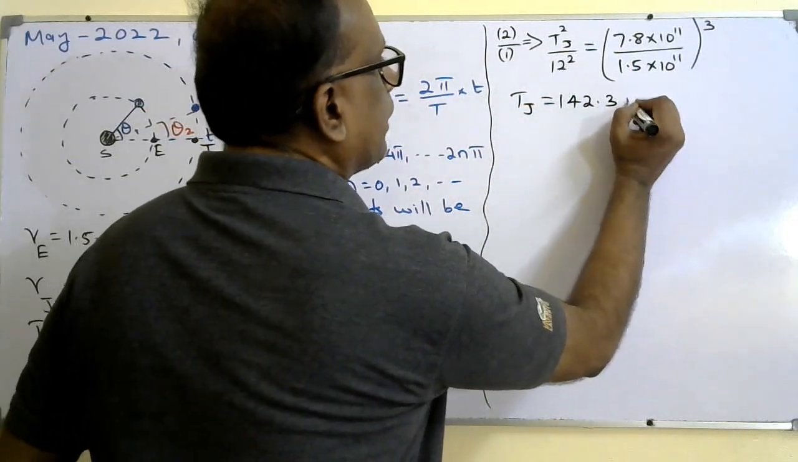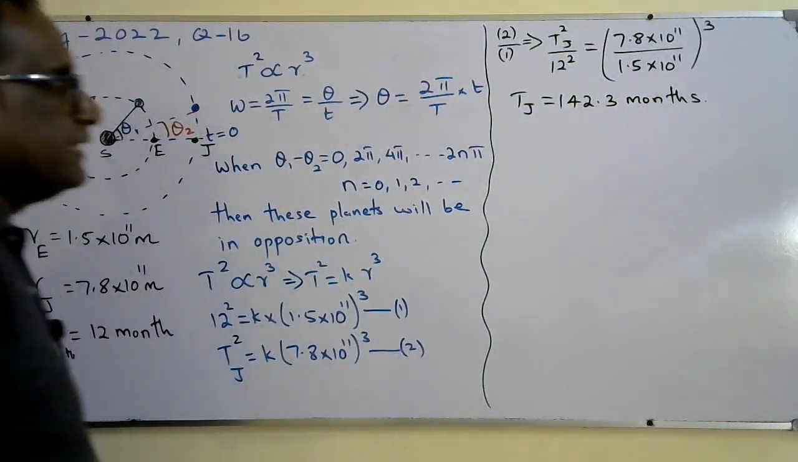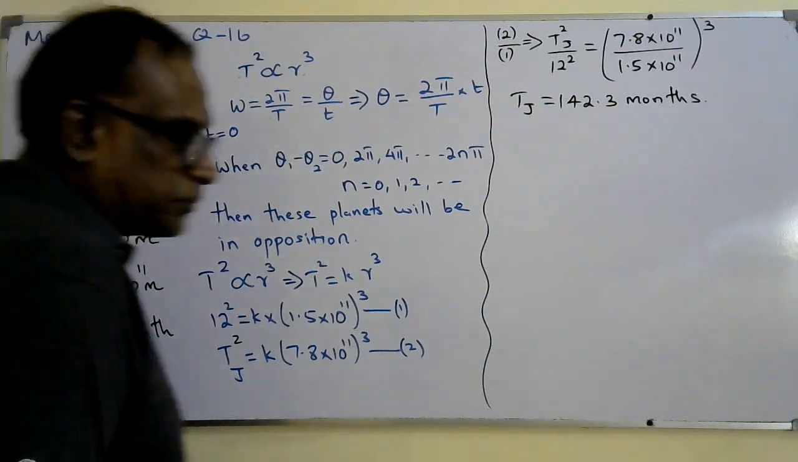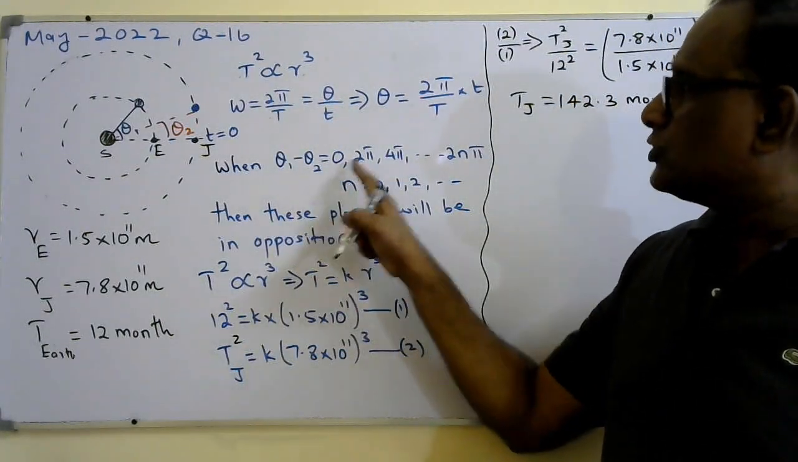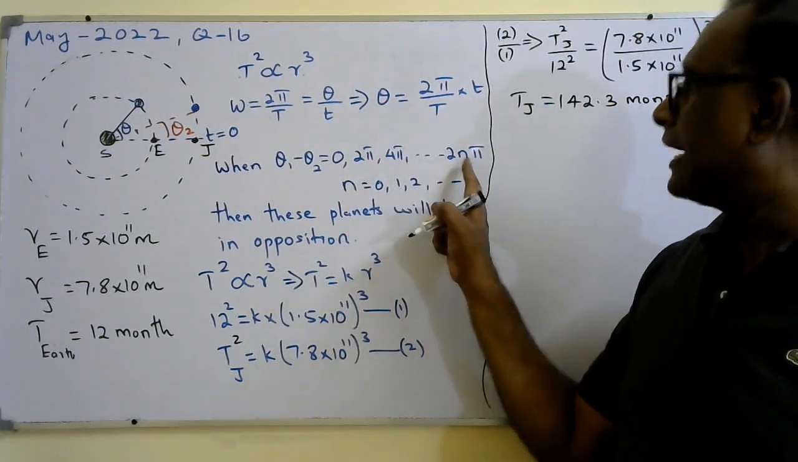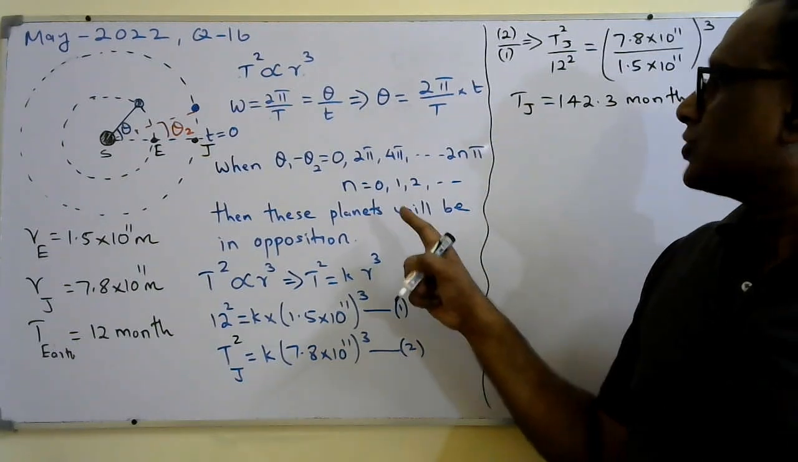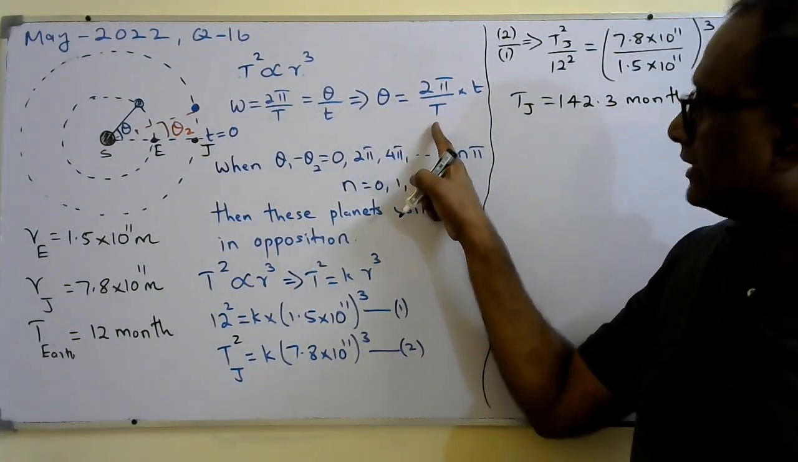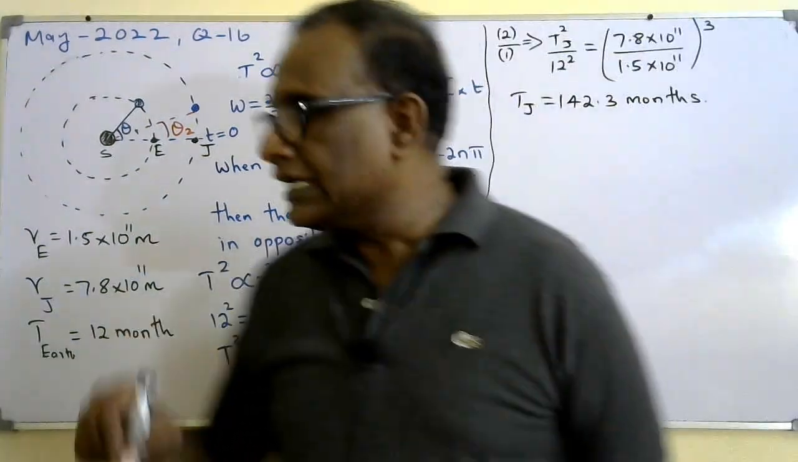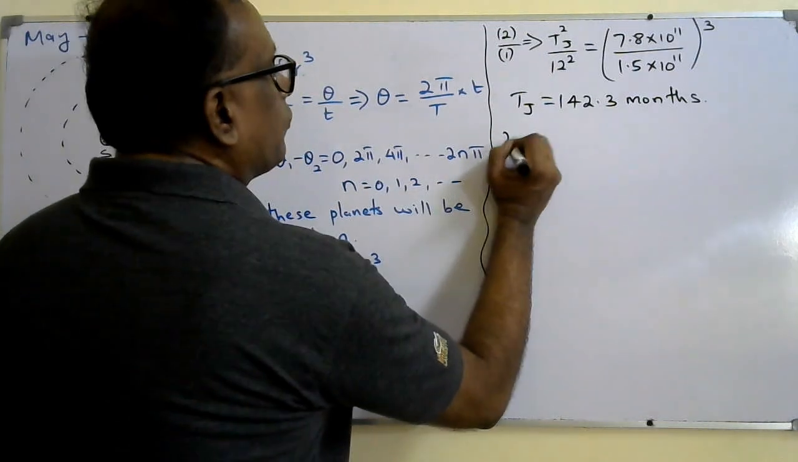Okay, so I know the condition. If they want to be in opposition again, the condition is that theta 1 minus theta 2 should be 0, 2 pi, 4 pi, and so on, that is 2n pi, where n is 0, 1, 2, an integer. Theta equals 2 pi over T, the period, into t.